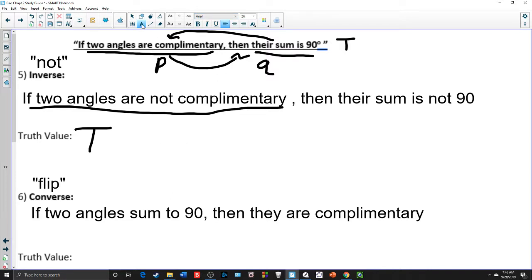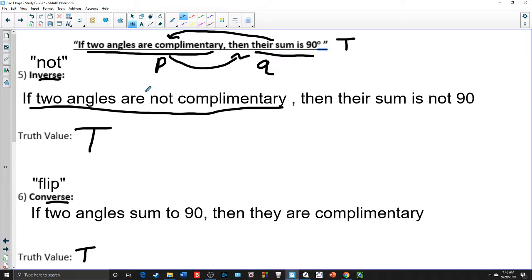And then we need to figure out the truth value. If two angles add to 90, then they're complementary. Well, yeah, that's true. That's again how we define complementary angles, that they add to 90. So this would also be true. And remember that the two verses, the inverse and the converse, are either both true or both false. They have their truth values linked together.